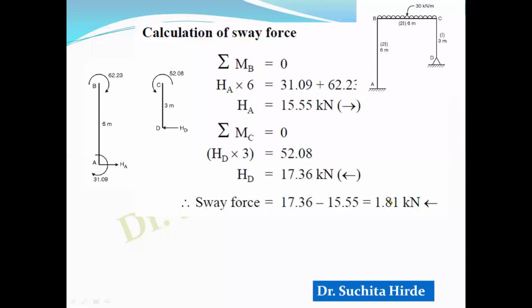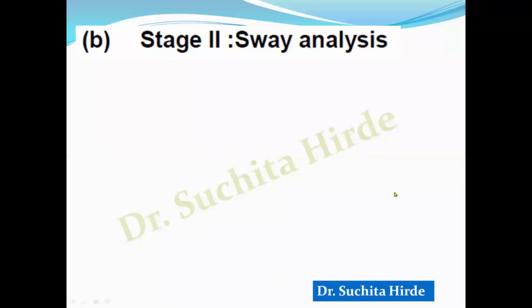So in this way, in first stage analysis, we have calculated the moments developed due to external force and the actual sway force on the frame. Now we will see the sway analysis. Now in stage 2 sway analysis, first we will see how to assume the arbitrary sway moment. So in this portal frame, left end is fixed and right is hinge.